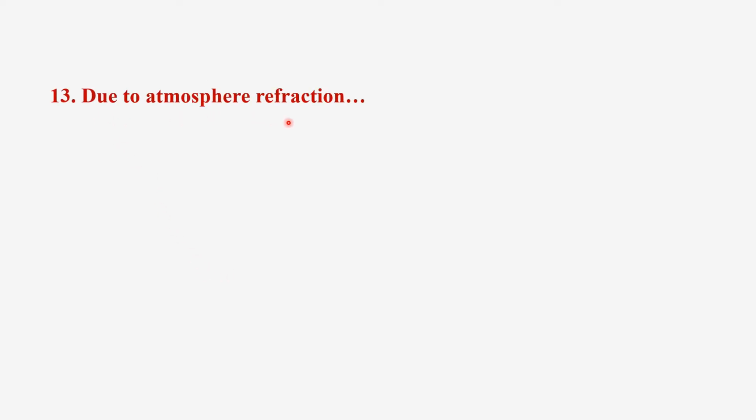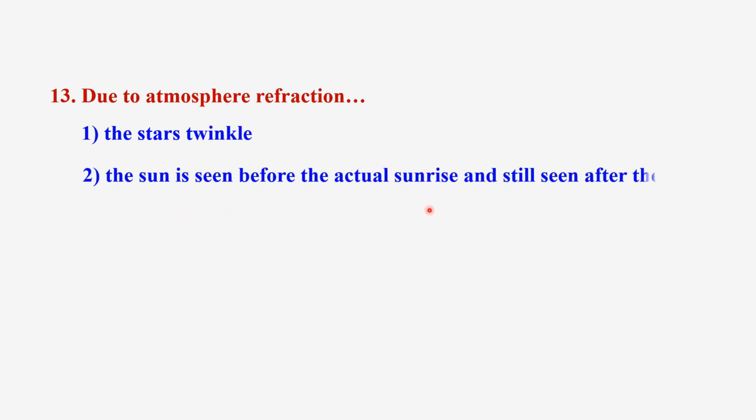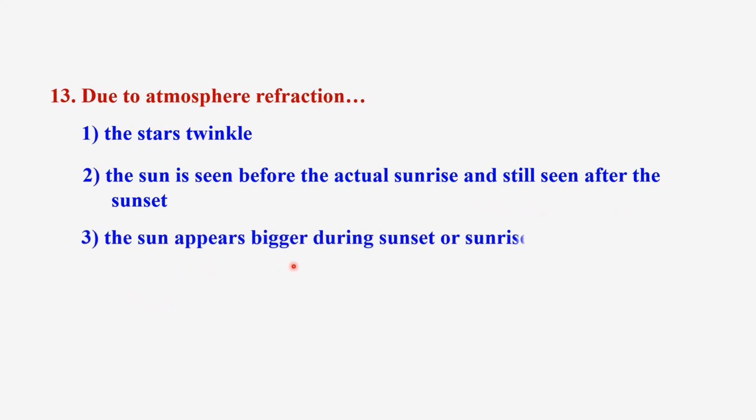Due to atmospheric refraction, the stars twinkle, the sun is seen before the actual sunrise and still seen after the sunset, the sun appears bigger during sunset or sunrise, or all of the above. Due to atmospheric refraction, the stars twinkle, the sun is seen before the actual sunrise and still seen after the sunset, and the sun appears bigger during sunset or sunrise. All these are due to atmospheric refraction. So the answer is all of the above.